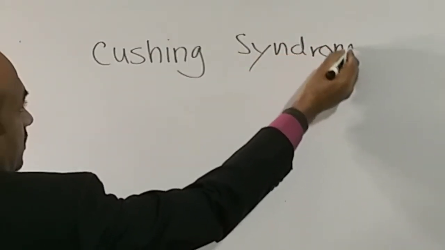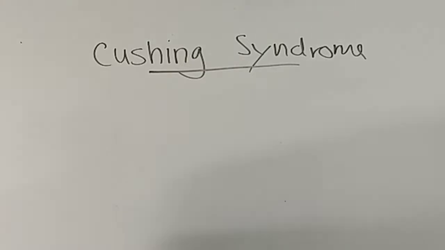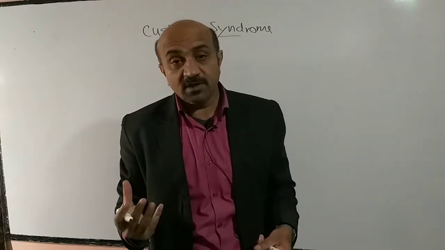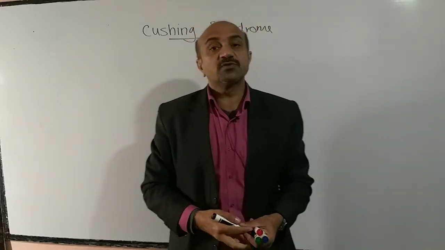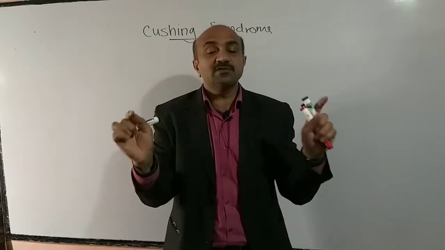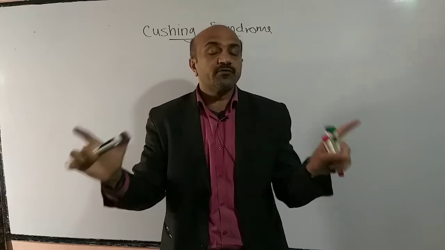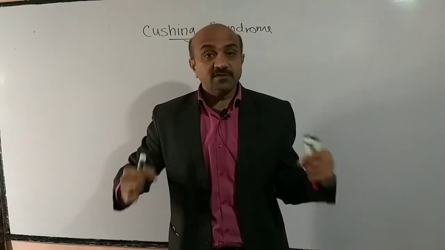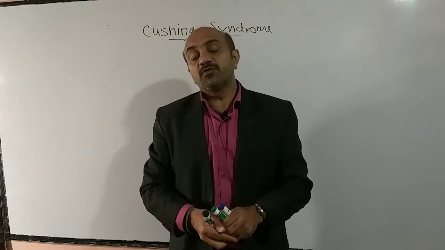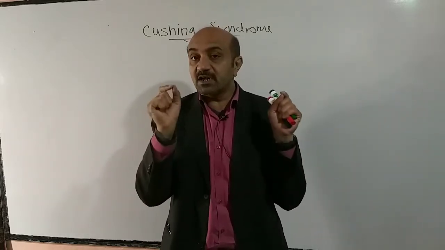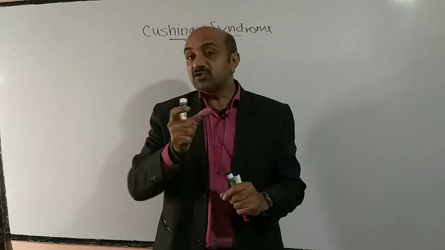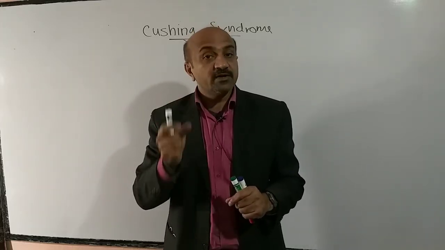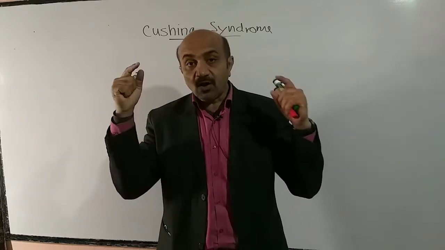So Cushing syndrome, if I go on to define the condition, it's a syndrome, and you know a syndrome is the constellation or a combination of signs and symptoms which belong to different body organs. It's a syndrome which arises in our body because of a higher concentration of cortisol. Cortisol is a hormone in our body which is produced by the adrenal glands, which are located on top of both the kidneys.